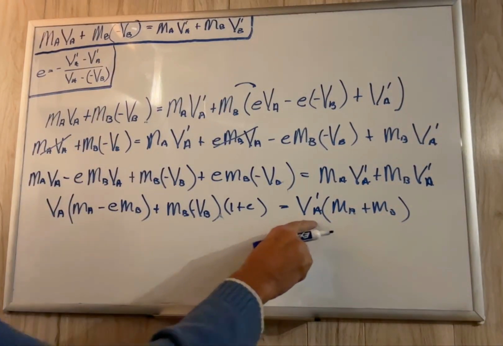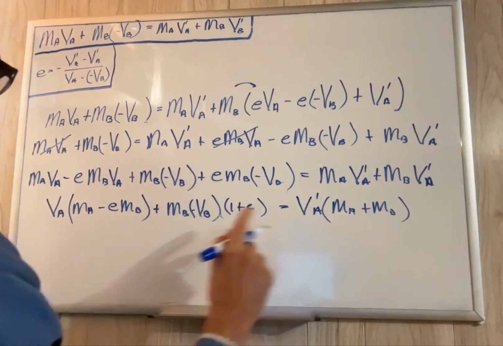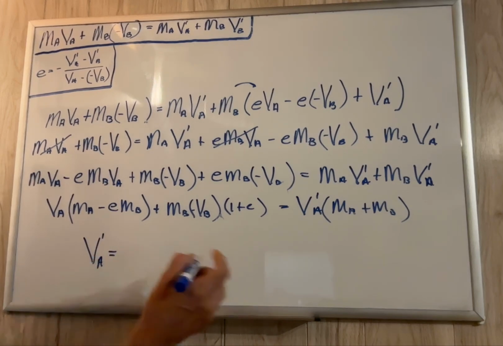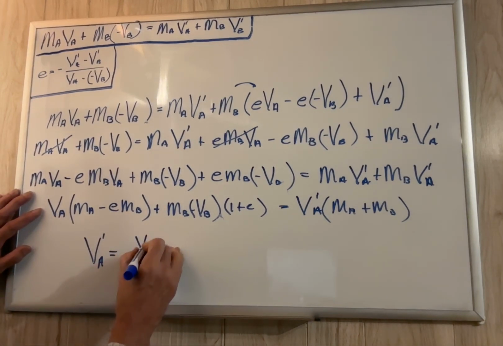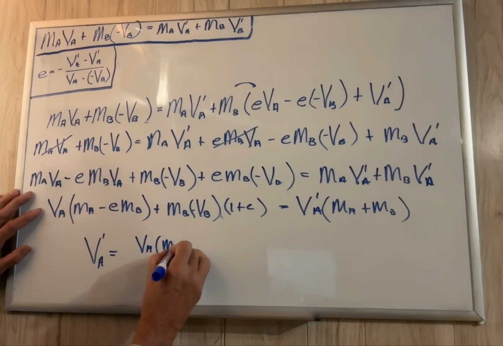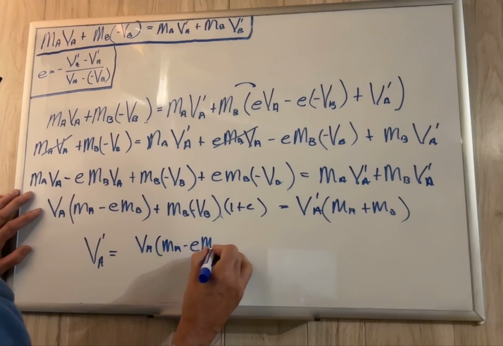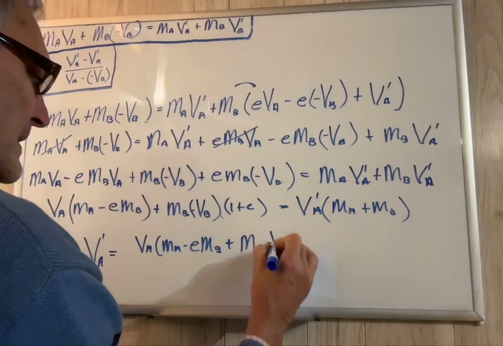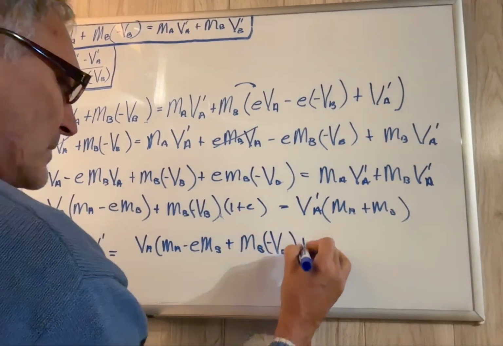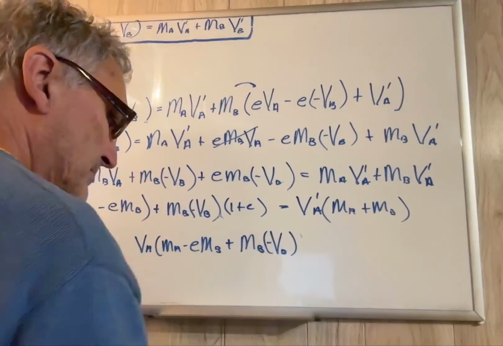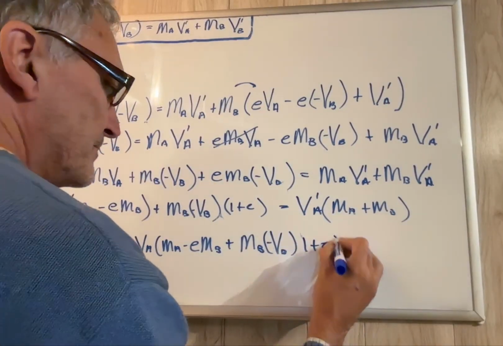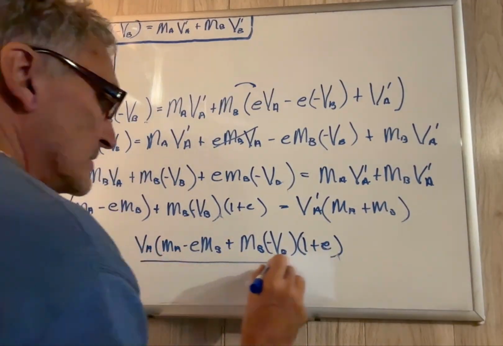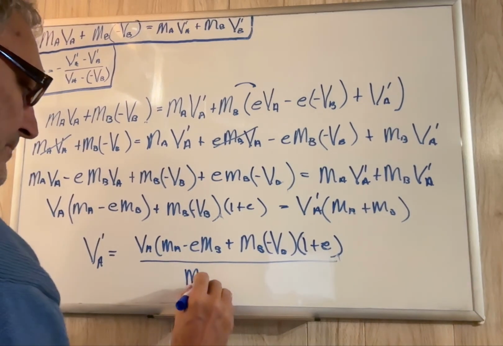Oh, good. So now we can solve for V prime A. V prime A is going to be equal to all this stuff. So this would be VA times (MA minus E MB), plus MB VB times (1 plus E). Sorry, 1 plus E, not plus 1E. Don't forget, this is not Euler's E. And then we're going to divide that by this thing right here, MA plus MB.